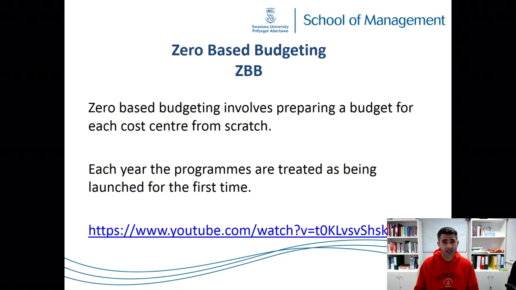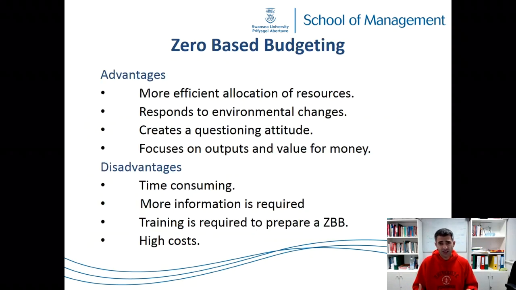Within a few minutes, zero-based budgeting means preparing the budget from scratch. Every single year we prepare it from scratch, and every single year is treated as if it were being launched for the first time. Can you see? It's really important, especially as it's more efficient when you look at the allocation of resources. What do I mean by resources?